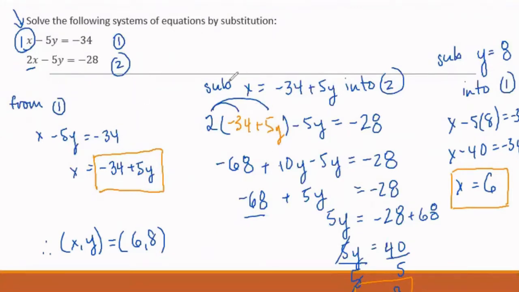Just a quick recap, what did we do? We looked at our set of equations, and we chose one variable out of one of the equations to isolate. I chose the x in equation 1 because it has a coefficient of 1. If I have a coefficient other than 1, I'm going to end up with fractions, most likely. So that's why I prefer to choose one with a coefficient of 1.